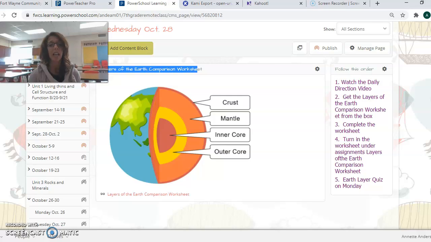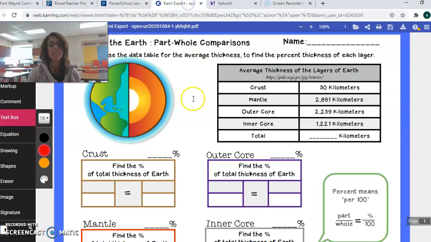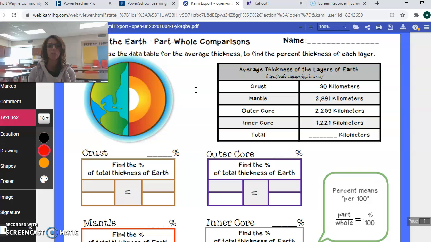Now, today we are going to be comparing the layers. You need to come down here and get the layers of the Earth comparison sheet, and you're going to turn it in under that same name. It looks like this document right here. We read along the top, and it says use the data table for the average thickness to find the percent thickness of each layer.